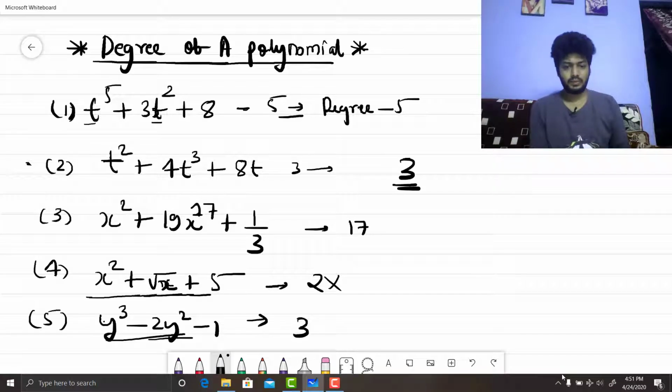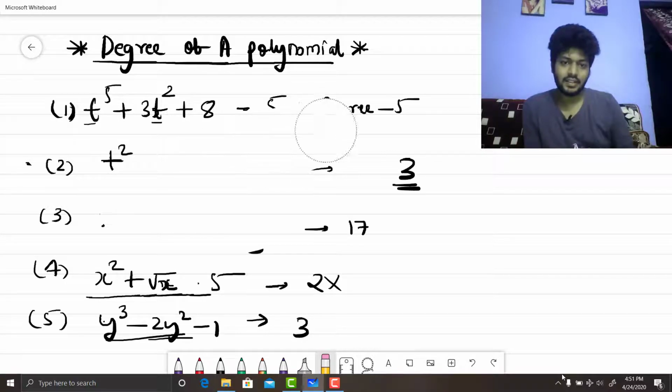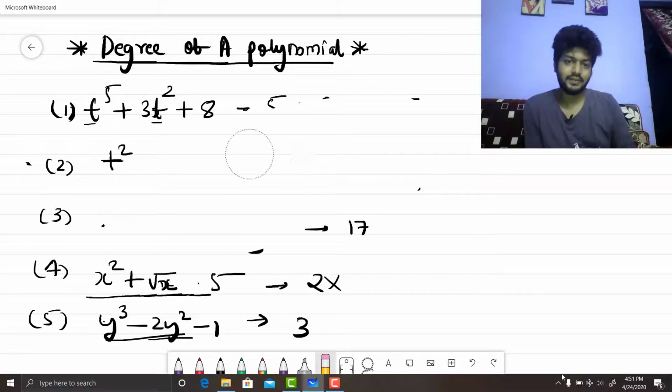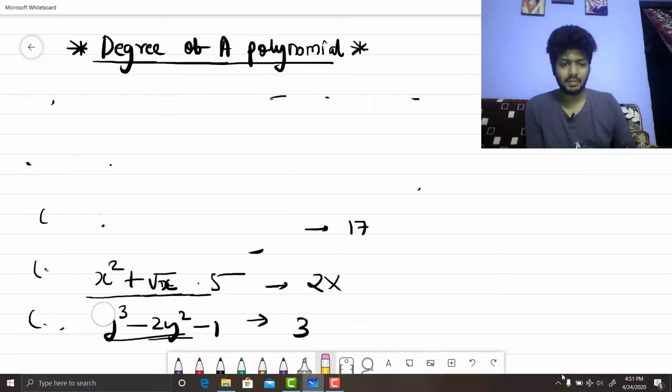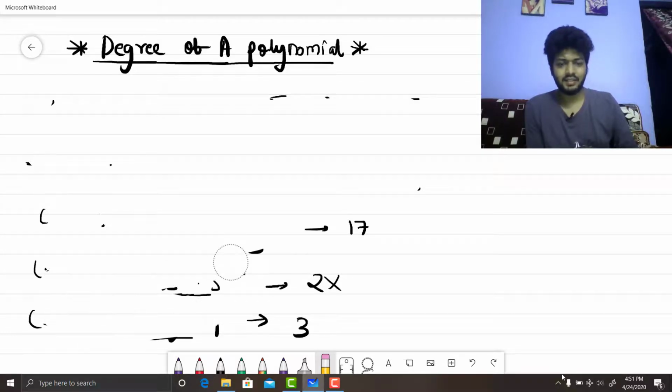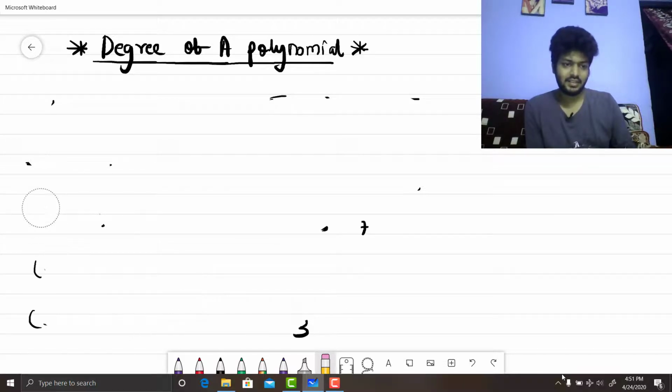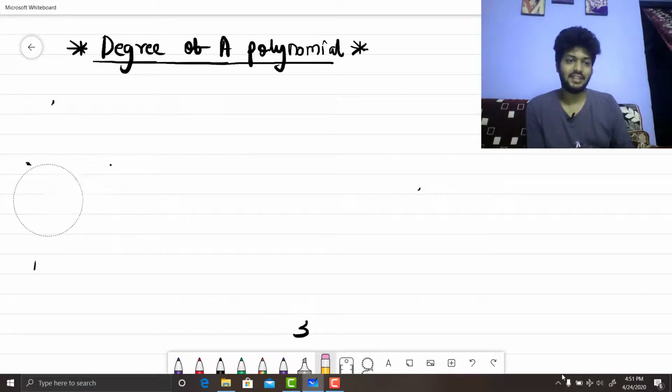So moving on, you have just now learned how to find the degree of a polynomial, and every time a different answer was coming. Sometimes 1 is coming, 2, 3, 4, 5. So what do we do? We classify polynomials on the basis of degree.